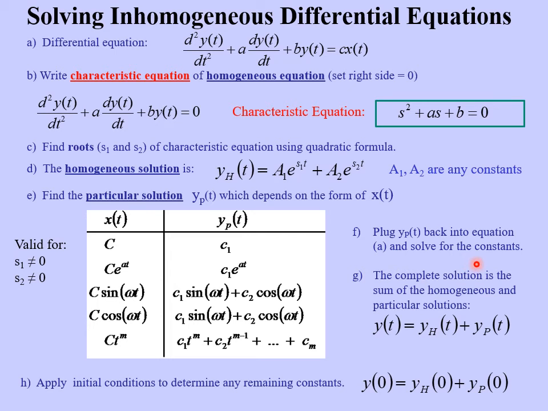And then once we do that, we're going to add our homogeneous solution, which was this guy, plus the particular solution, which we did in these steps, add them together, and finally, if there are initial conditions, we'll have to apply those to figure out any of the remaining constants. Okay, so this process obviously is a little bit more involved than what we saw up till now. So let's look at some examples.